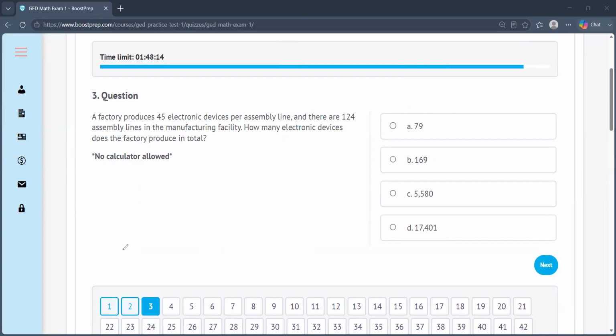Question 3. A factory produces 45 electronic devices per assembly line, and there are 124 assembly lines in the manufacturing facility. How many electronic devices does the factory produce in total? Okay. Number 3.